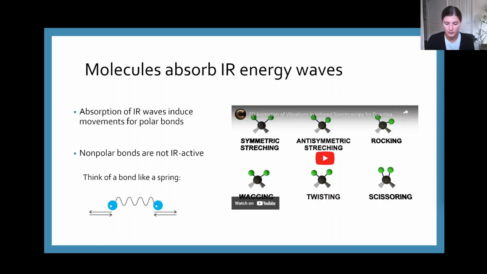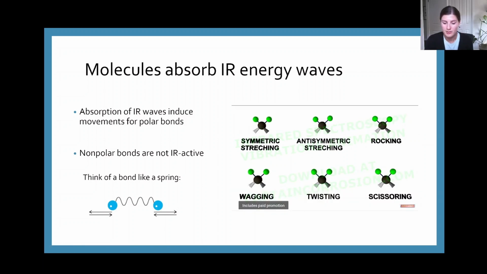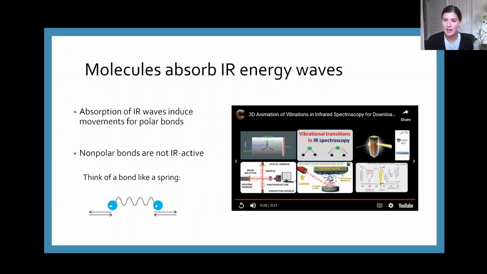So I have a video, hopefully this plays correctly, that just kind of shows what these movements look like in molecules. So you can see there's some stretching, the top left movement, that can be symmetric or asymmetric. You can see bonds can rock. You see the rocking on the top right. They can wag, they can twist, they can scissor. So different energies will induce those different movements in a molecule.